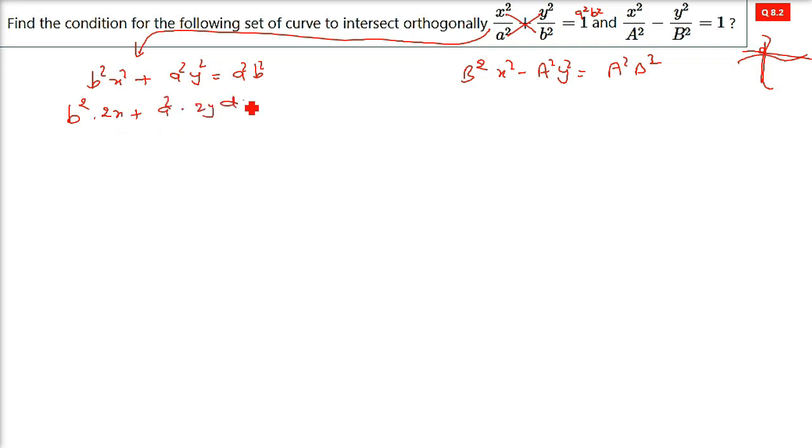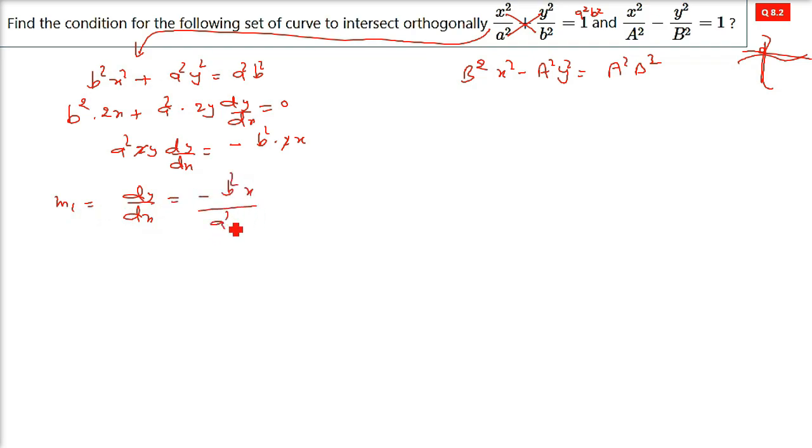So b square 2x plus a square 2y dy by dx, I am differentiating with respect to x, so the right hand side will be 0. A square 2y dy by dx is equal to minus 2x b square, because there is a positive sign on the left. When you cancel the 2, or divide both sides by 2, you will get m1, the slope of the tangent, as minus b square x by a square y.